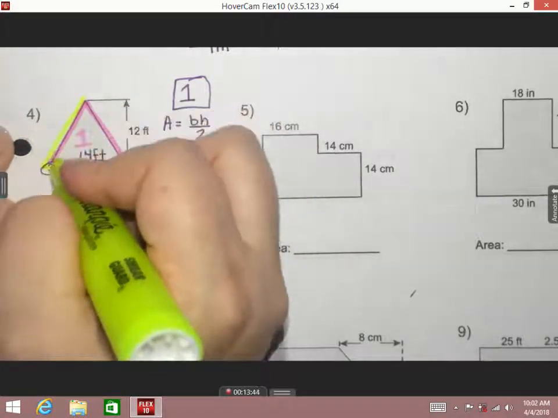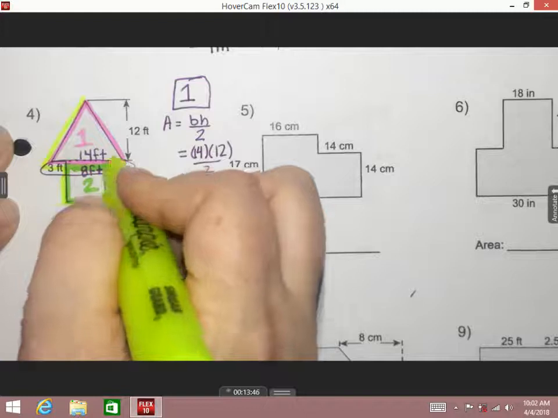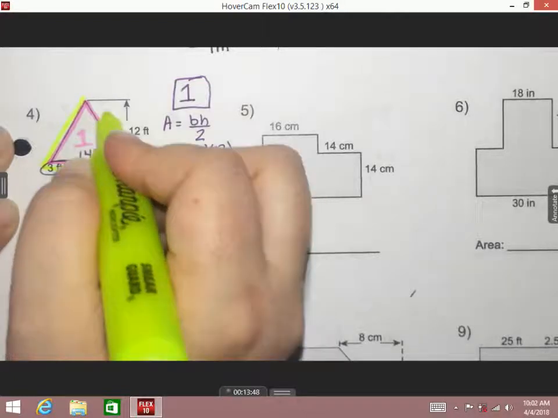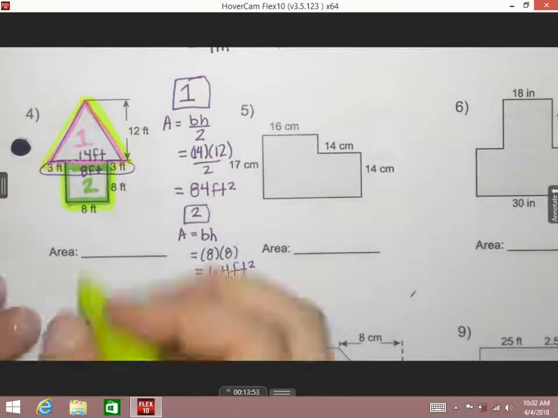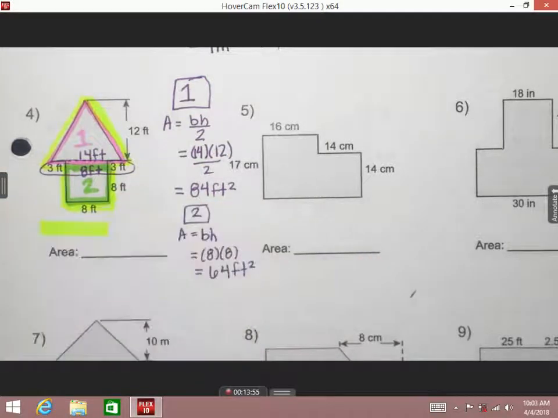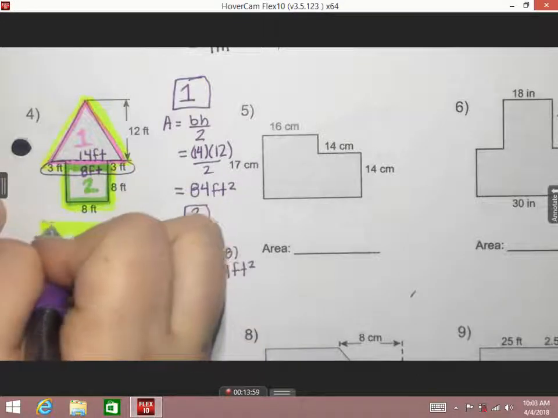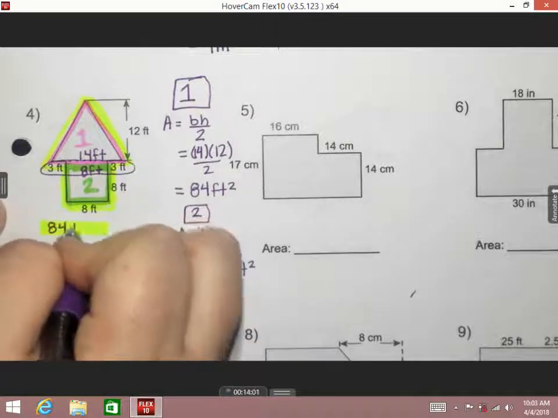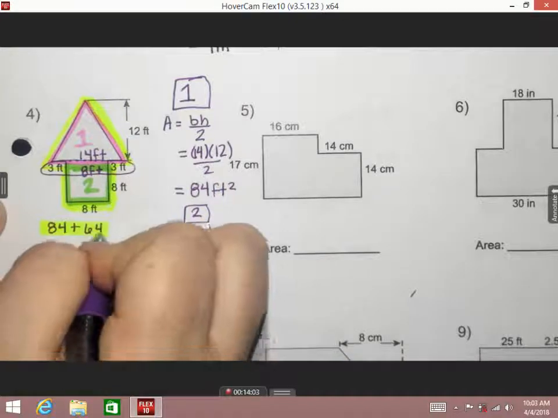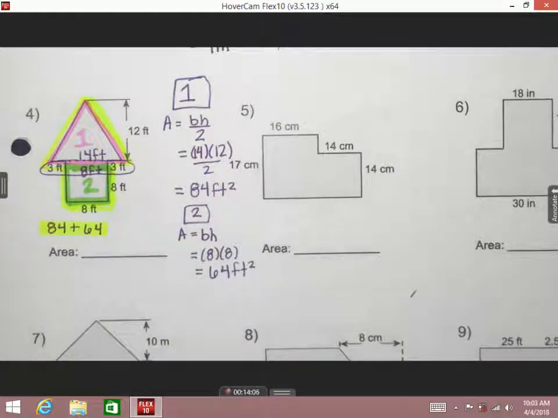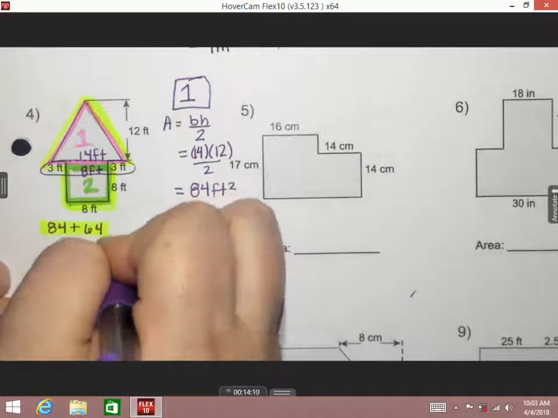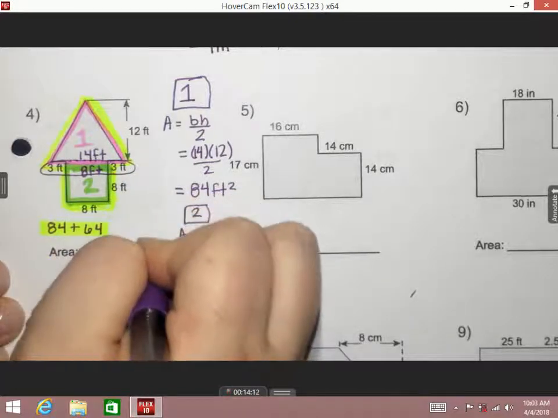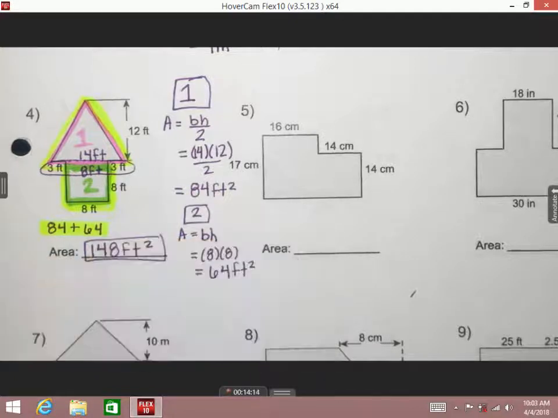All right, and again, when I'm doing this problem, I'm looking for that entire shape. So we found them separately, but now I want to be able to tell the entire area for that house shape. All right, so what am I going to do to find that entire area? Abby Faith? Add them up. So we get 84 plus 64. And what is that going to give me for my final answer on this one, Ledger? 148 feet squared. Okay, excellent.